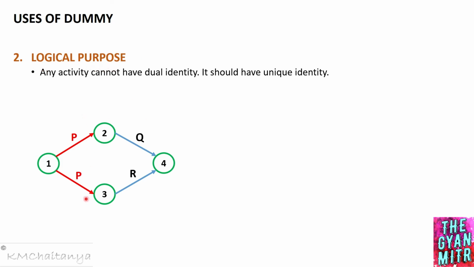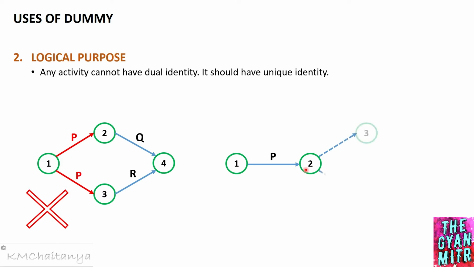So in order to avoid this, what we can do is introduce dummy activities so that the logic is not changed, right? So this is not the correct representation of the network diagram. Instead, what we can have is a single activity P, and then I'll be introducing two dummy activities, right? So what is happening?